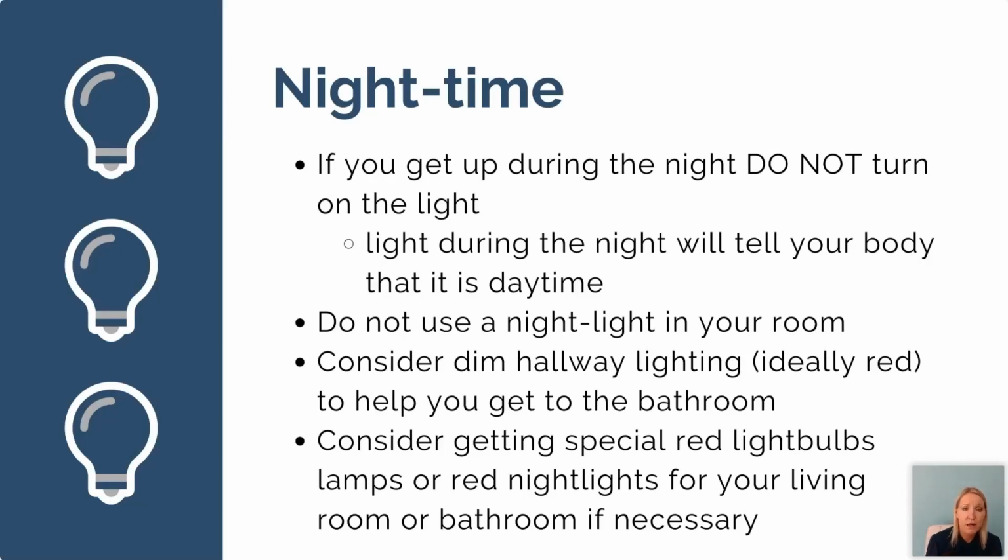If you do need to get up during the night, consider dim hallway lighting, and ideally they should be red, okay, to help you get to the bathroom. The red light won't affect your melatonin production. Also, you could get red light bulbs or lamps or night lights in your living room or your bathroom if necessary, if you do get up during the night.